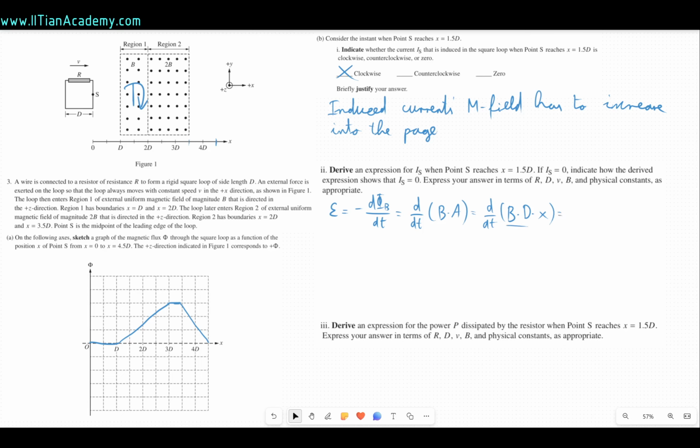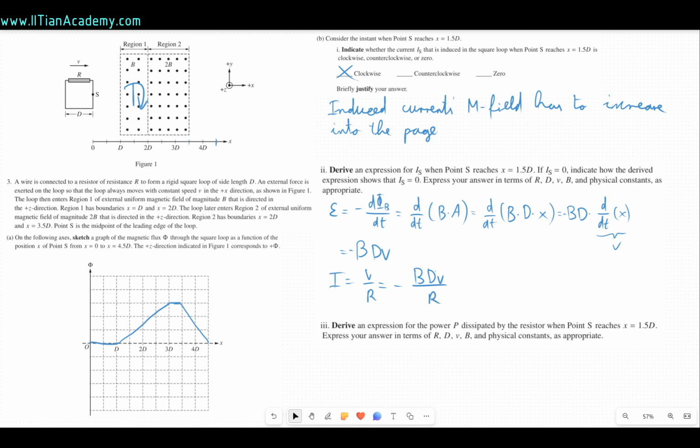And B and d don't change with respect to time. Therefore, those are just constants and we don't need to take the derivative. So this will just be B d times dx/dt. And this here is just the velocity of the loop. Therefore, this will simply be negative B d v. Just like this. And what we know is that current is voltage over resistance. Therefore, we can simply plug these values in. So this will be the current.